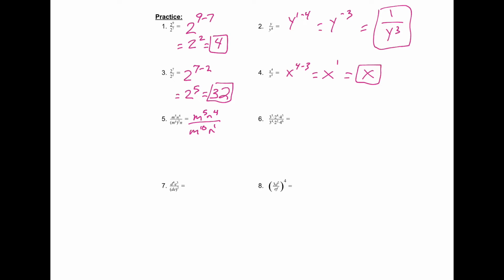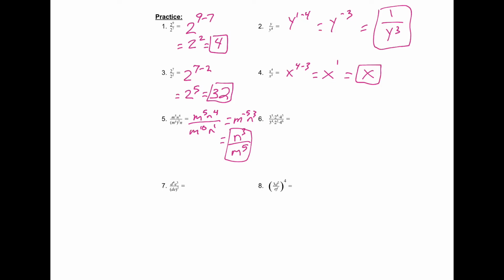And now this becomes a problem exactly like what we were doing. So subtract your exponents. 5 minus 10 is negative 5. And 4 minus 1 is going to be 3. Never leave your answer with a negative exponent in it. You always have to put it on the correct side of the fraction bar. So same thing here. You don't want to leave your answer with a negative exponent, so you got to rewrite it. So this one's going to become n cubed over m to the fifth when we rewrite that.